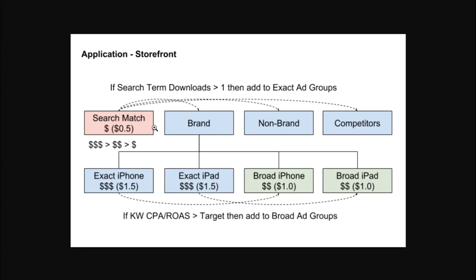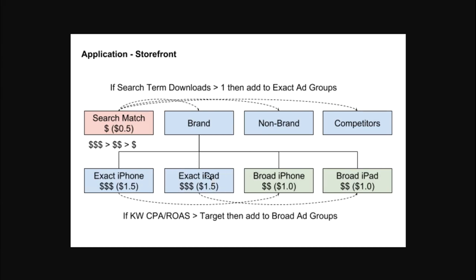So, how do we work with this canonical structure? Let's proceed with search match. Search match is a keyword discovery tool which will automatically pair your ad to relevant search queries and allow you to discover high-performing keywords you may not already be bidding on. As soon as we find a search term with more than 1 download, we immediately transfer it to exact ad groups with a little bit higher bid.